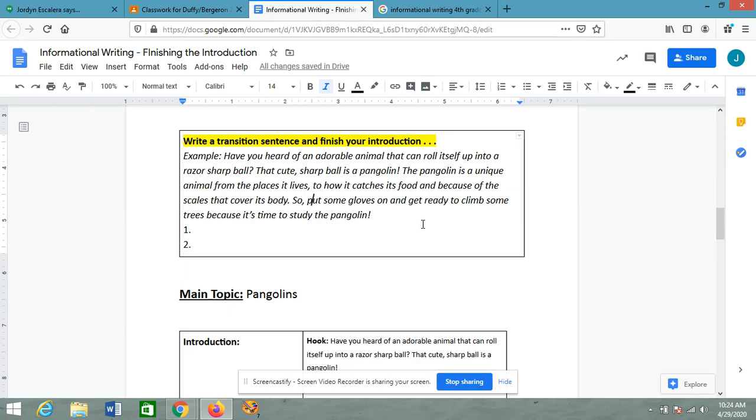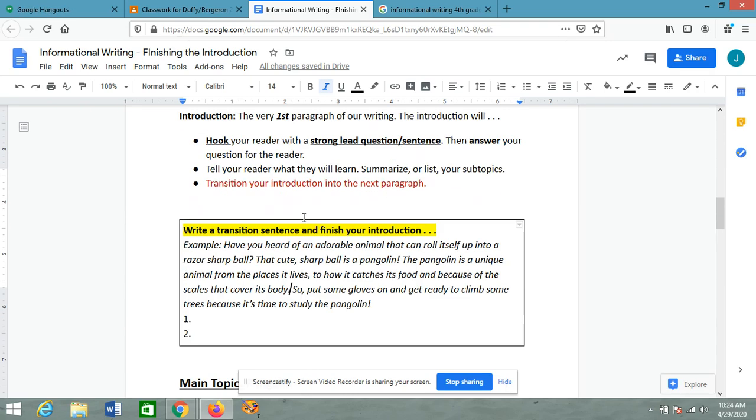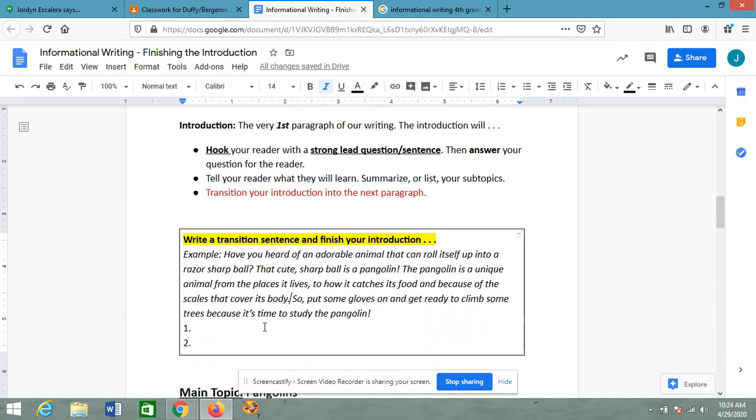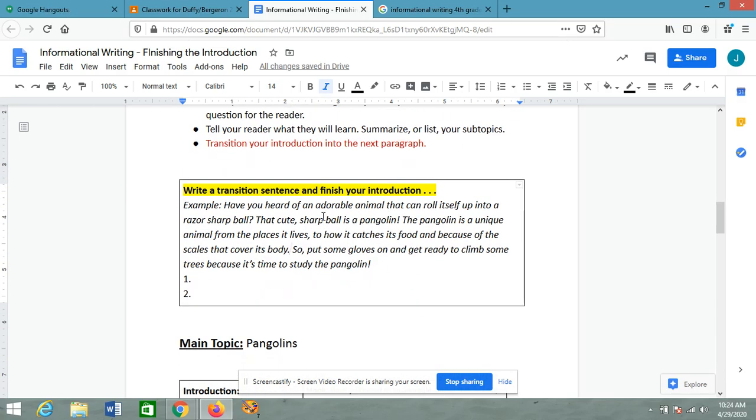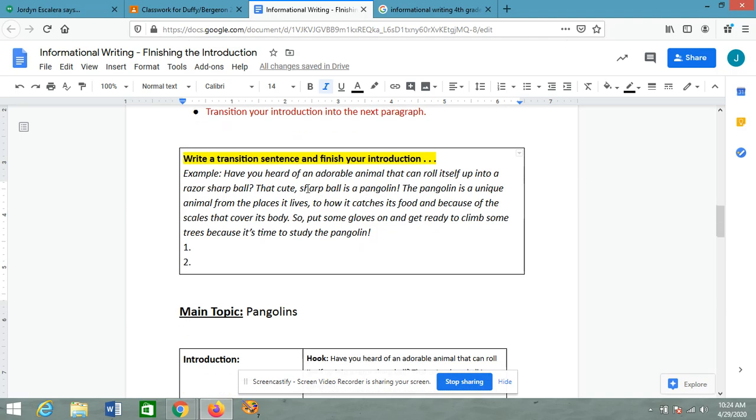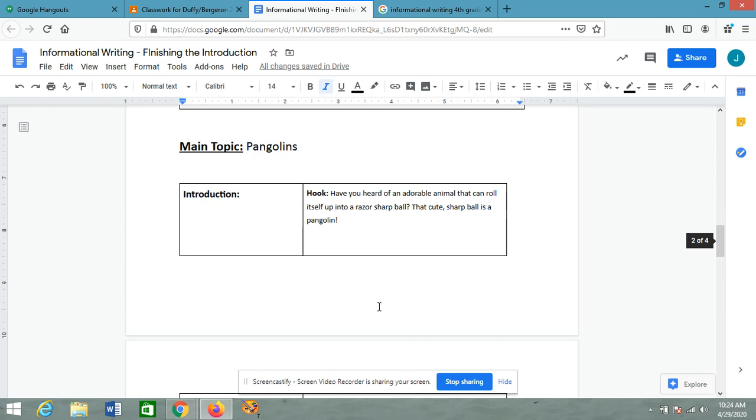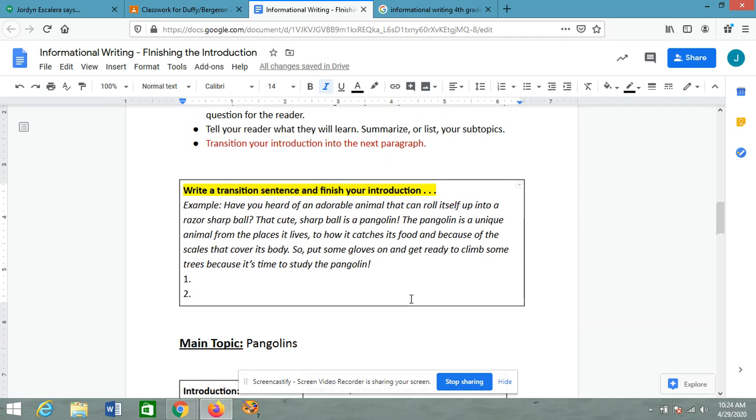So you see how it finishes the paragraph for us. It doesn't just stop after that middle part where we told the reader what they're going to learn and then they fall off the cliff. It gives them a kind of hill to come down on. It gets them out of our introduction and into our next paragraph in a smoother way. And this isn't the only one we can do. Let's brainstorm another one.